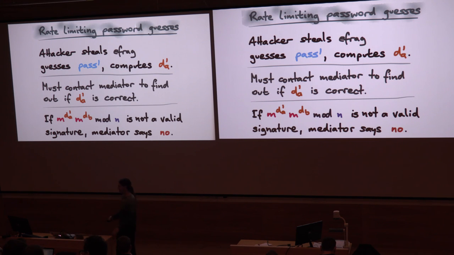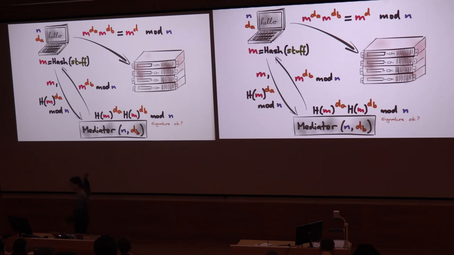And it can say that after some number of guesses, it's going to restrict your guesses to one guess every 10 seconds. And then even if you have a pretty weak password, it's actually still going to give the user a really long time to revoke the key. That's really all I wanted to talk about. So that's the general scheme of the system that we said.